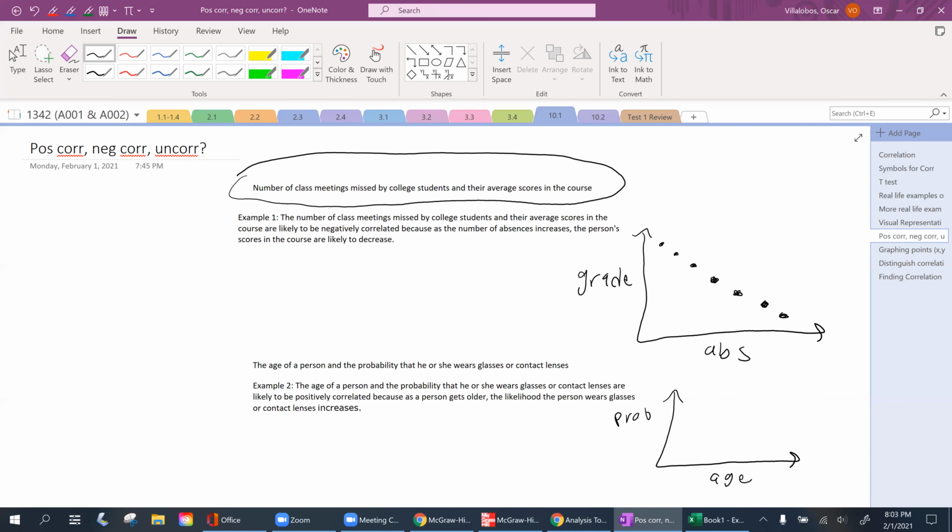This means that the older we get, the probability of us having to wear glasses is going to increase. So the age of a person and the probability that he or she wears glasses or contact lenses are likely to be positively correlated, because as the person gets older, the likelihood the person wears contact lenses or glasses increases.